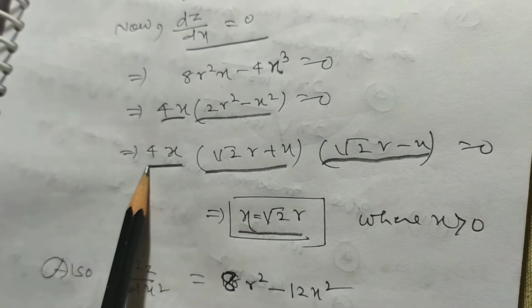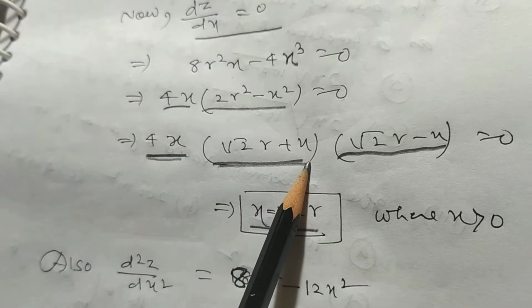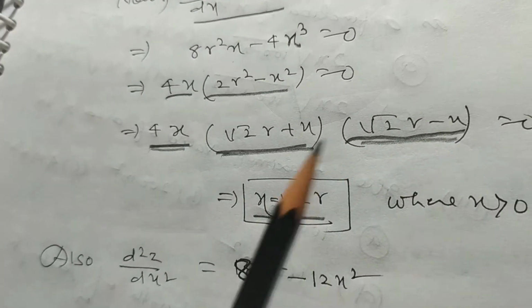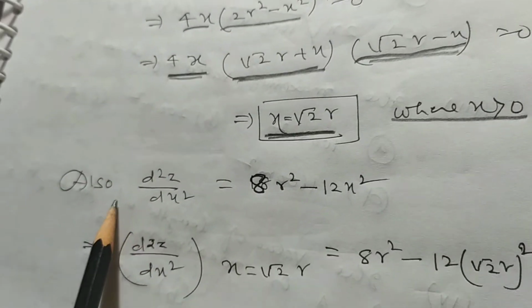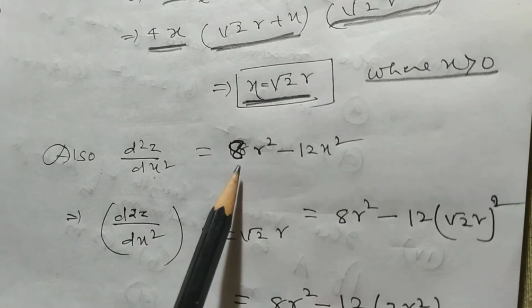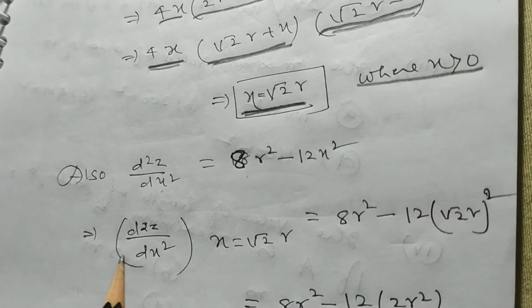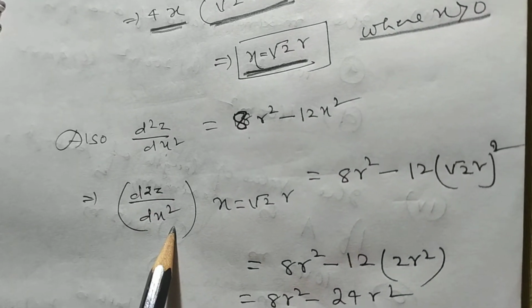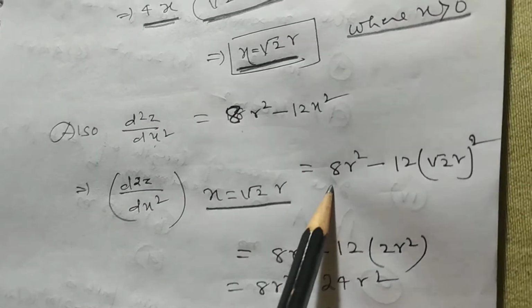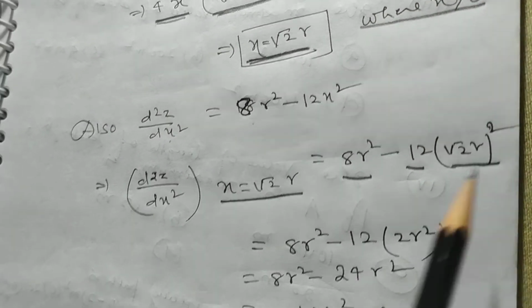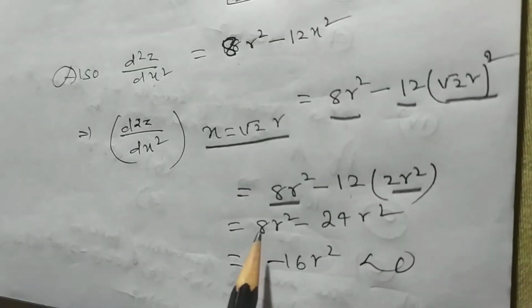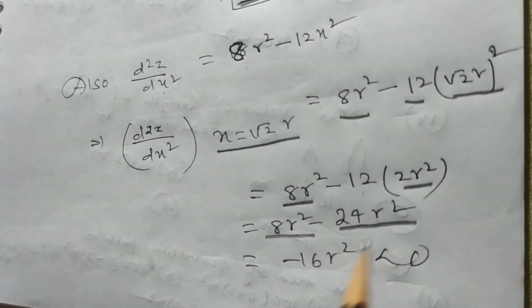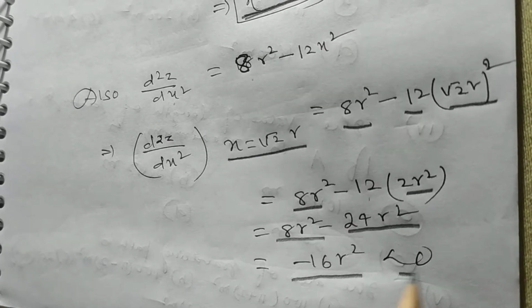So the product of 4x, root 2r plus x, root 2r minus x is equal to 0. So x is equal to root 2r, where x is greater than 0. Now also d2z by dx square is equal to 8r square minus 12x square. d2z by dx square when x is equal to root 2r is 8r square minus 12 times root 2r square. That is 8r square minus 12 times 2r square. That is 8r square minus 24r square. That is minus 16r square, less than 0.